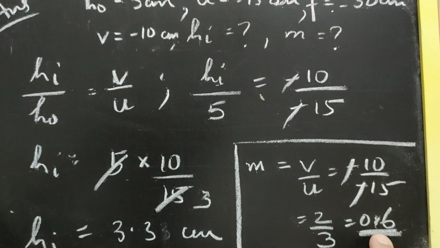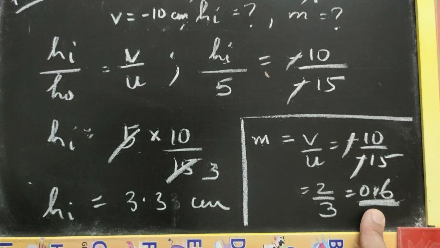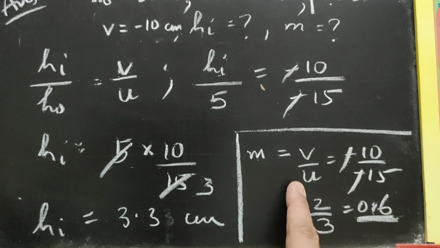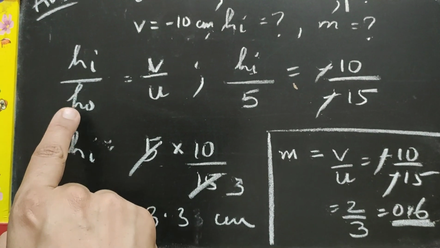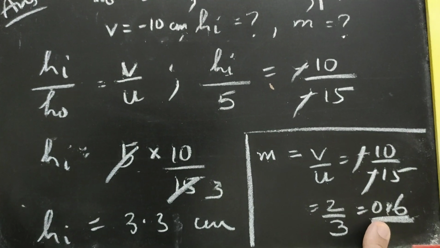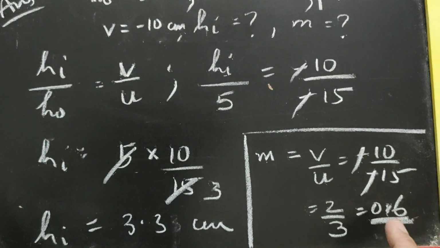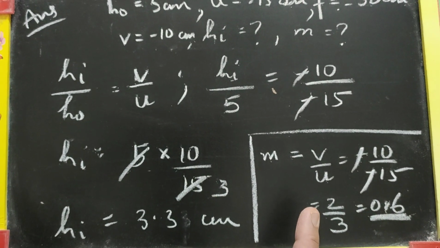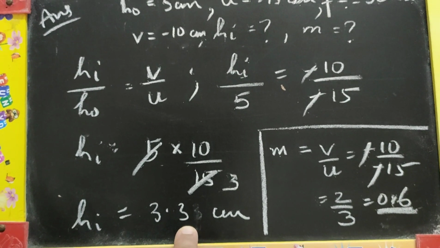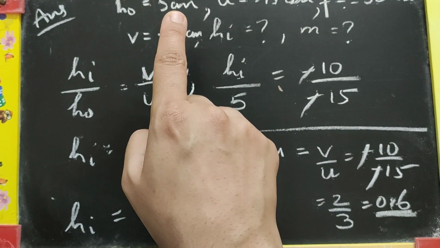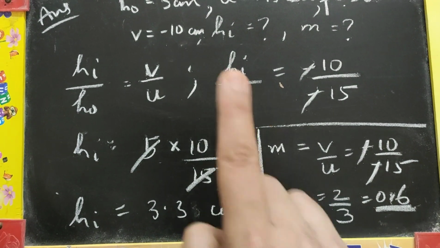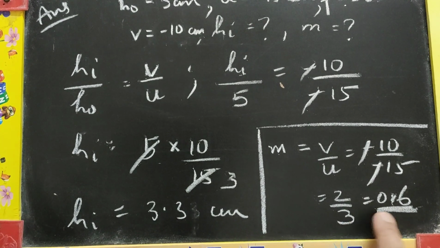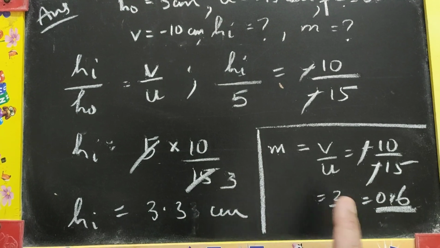This means that the image is 0.6 times the object. Remember, magnification is the ratio of image distance to object distance, or you can say it is the ratio of height of the image to the height of the object. So this number 0.6 here means image size is 0.6 times the object size, which you can clearly see also. Image height is 3.3 and object height is 5 centimeter. So image is 0.6 times the object. If you multiply 5 by 0.6, this is what you are going to get. Remember, this is a non-terminating decimal, so don't get confused.